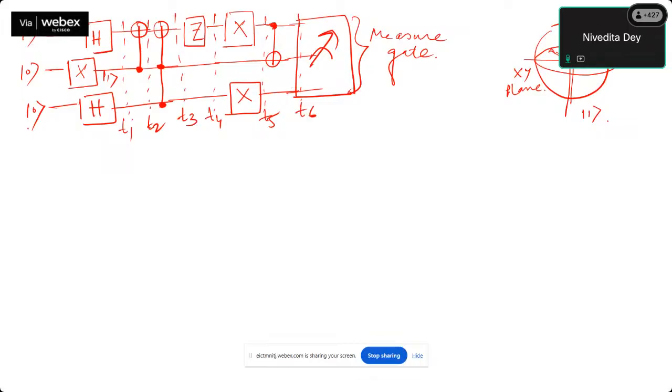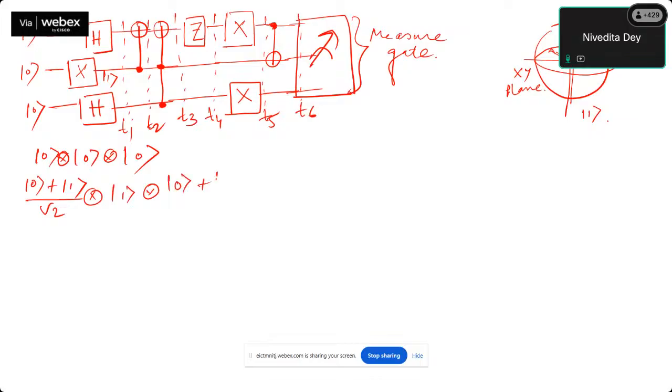So 0, 0, 0, let us start. So it is 0, 0 and 0. Then it has become 1. The middle one has become 1. So it is 0 plus 1 by root 2. This is 1 and this one is 0 plus 1 by root 2. Then after T1, then 2 to 1.